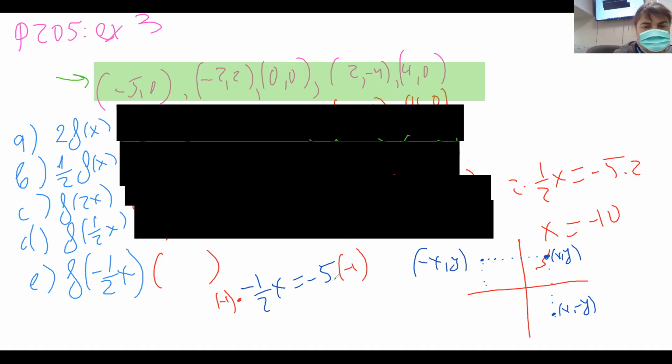See? Then the minuses are gone, right? So then you have 1/2 x equals 5, and then multiply by 2, so x equals 10, right? So the new point would actually be 10.